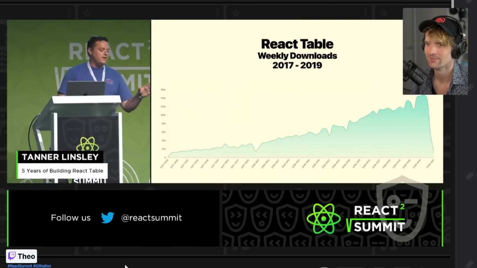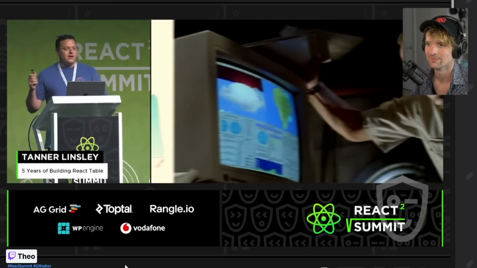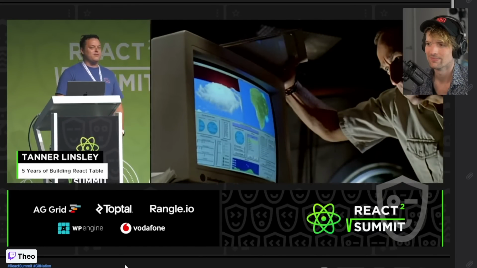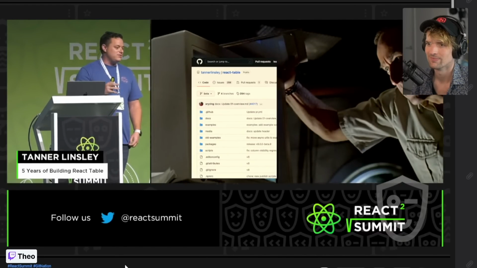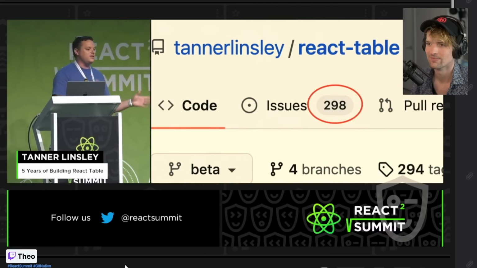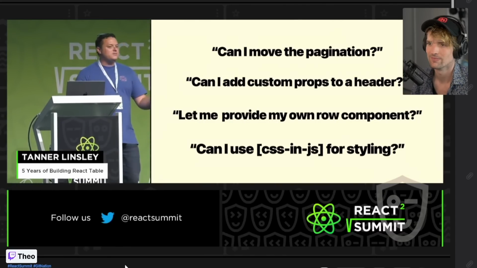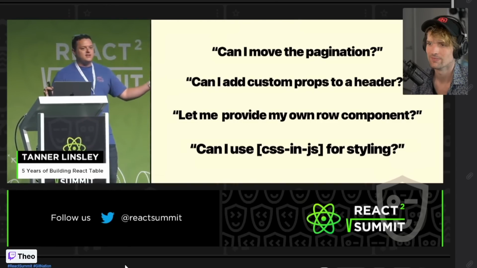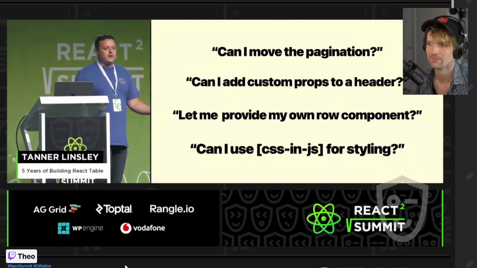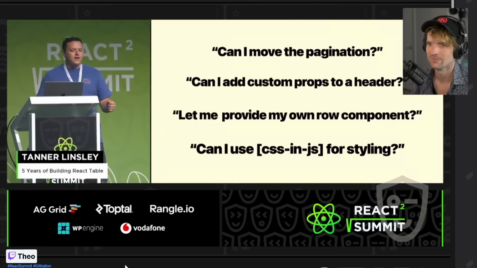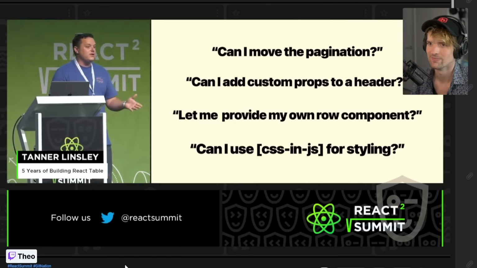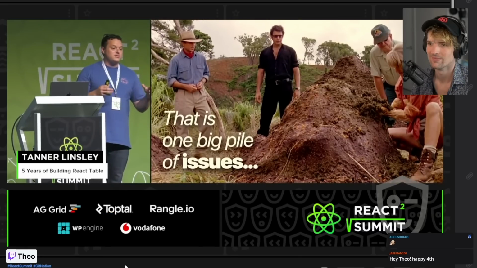And so while we were loving the success that we were having over on the NPM downloads chart, a storm was brewing on the GitHub repo in the form of just issues. Tons of issues. We were getting inundated with issues, and they all looked like this. Can I move pagination? Give me custom props. Can I use my own row component? Can I use whatever CSS and JS library is out this week? Can I do anything with the markup? And the reality is that I couldn't answer any of those questions. I didn't have the options to do that. Honestly, it was just this huge pile of crap.